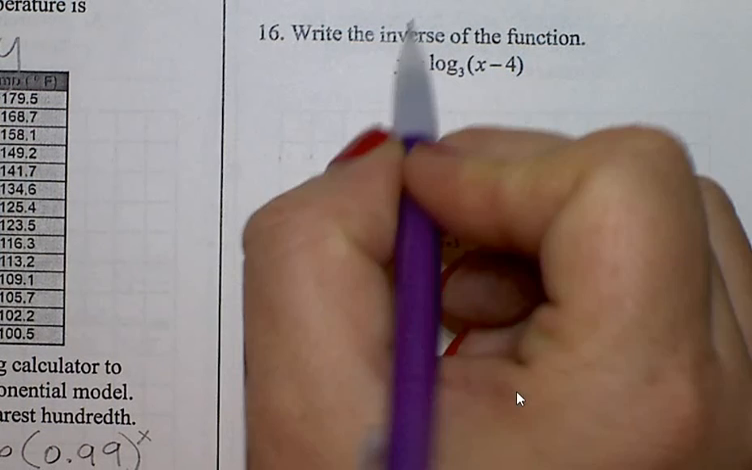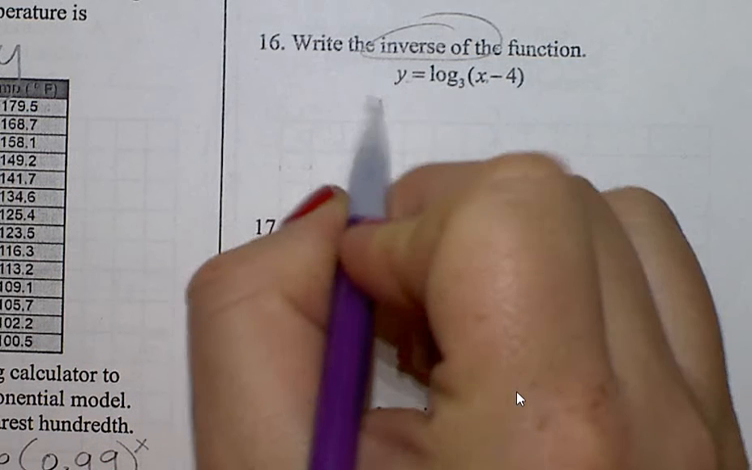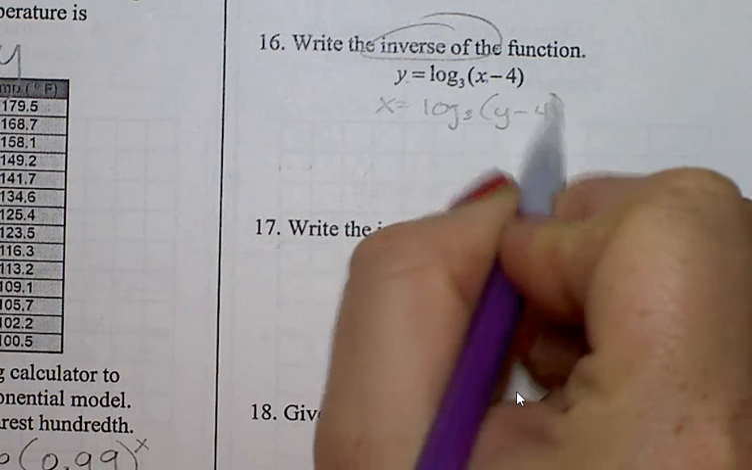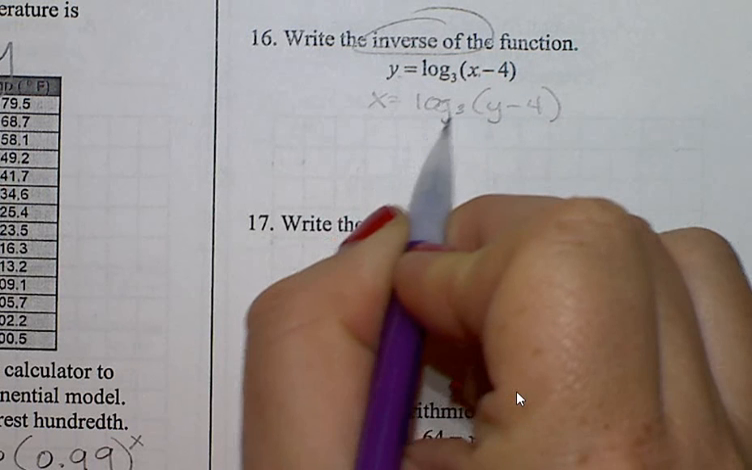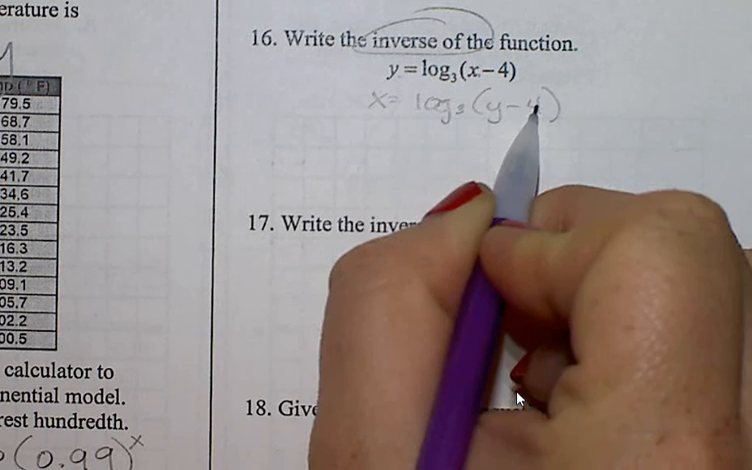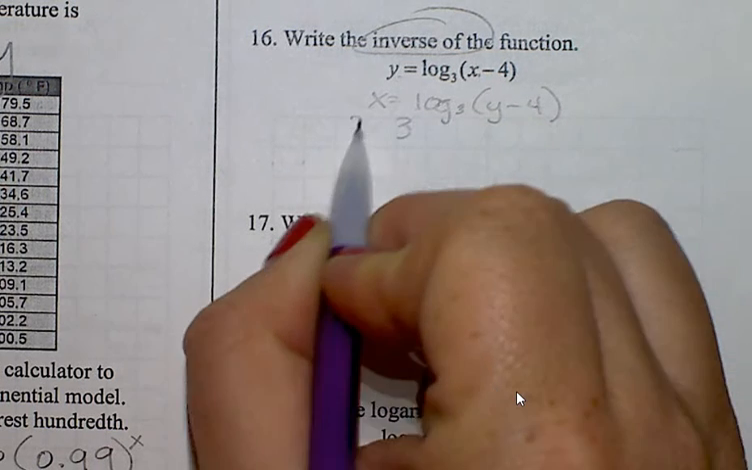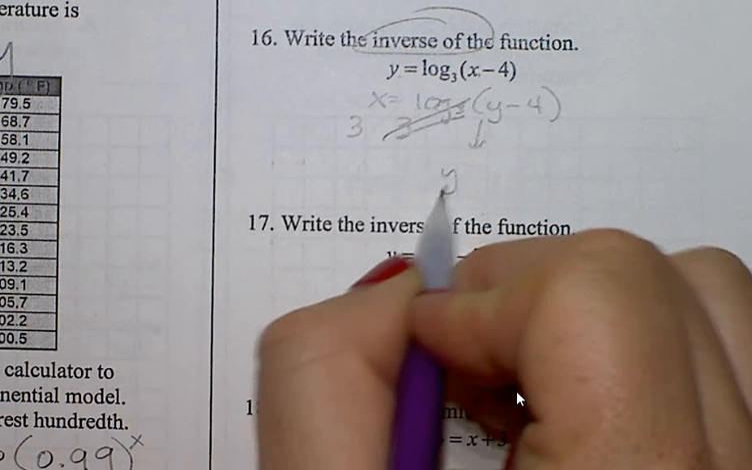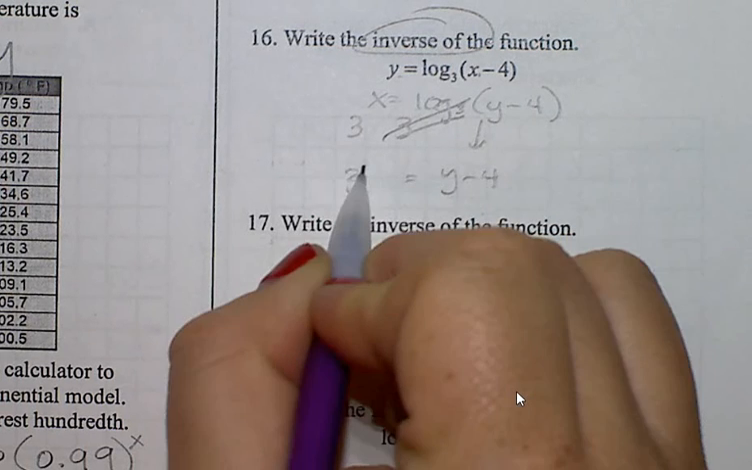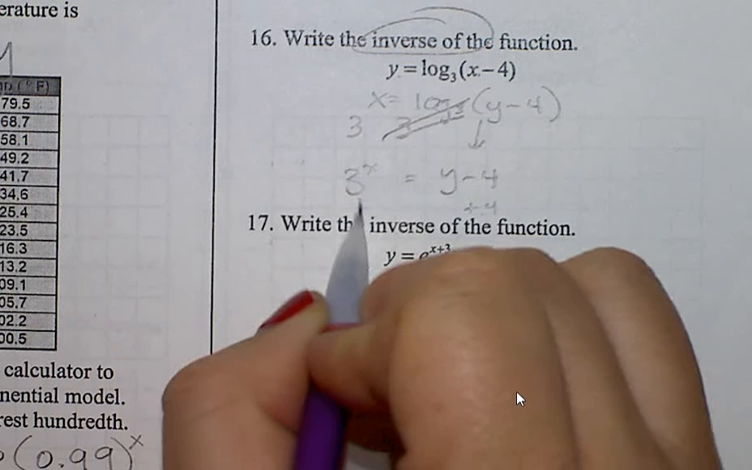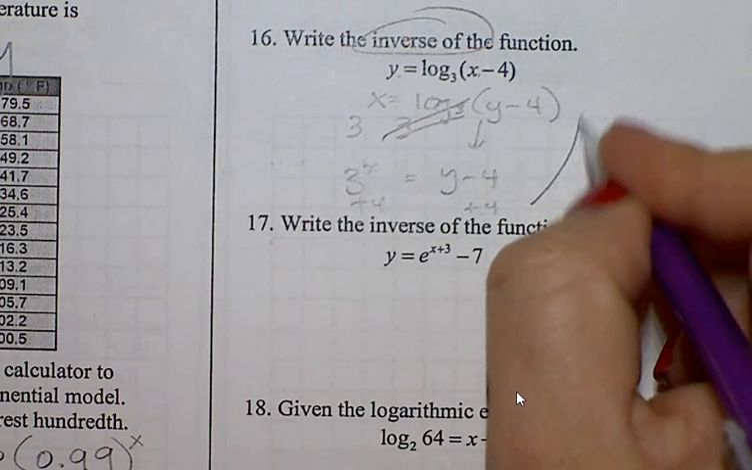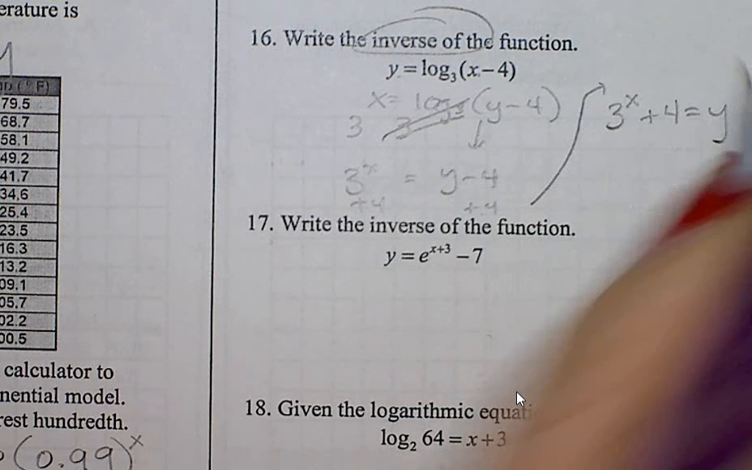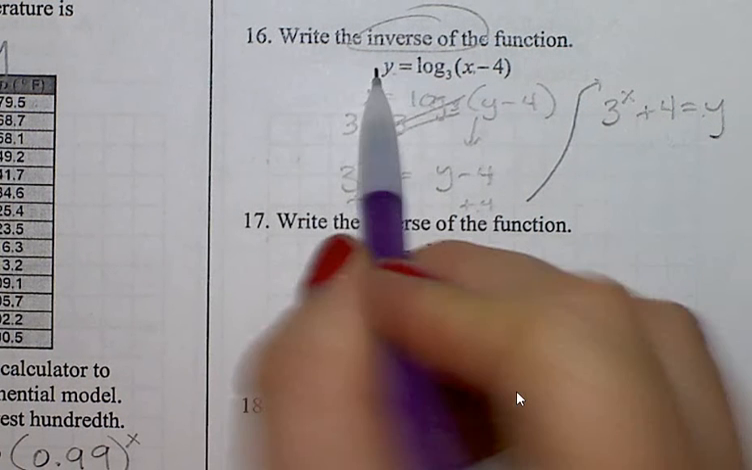Finding the inverse, we're going to switch the x and y. Okay, to eliminate the log base 3, I'm going to make this into an exponent and this into a base. 3 and log base 3 cancel, and this comes down. And now I add 4 to the opposite side. And I have 3 raised to the x plus 4 equals y. Now this is the inverse. We're going to denote it with a negative 1.